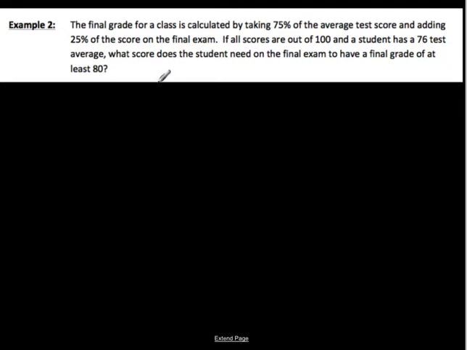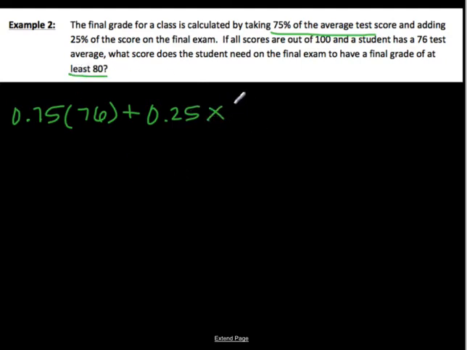All right, so first things first, it says 75% of the average test score. I'm going to put 75 as a decimal, so it's going to be 0.75. And then we're going to multiply it by the average test score, which is 76. Okay, but my final grade is not made up of just test scores. It's also worth 25% on the final exam. So plus 0.25 times my final exam. I don't know what that is, so I'm going to use x. And it has to be at least an 80%, so I want it to be greater than or equal to 80.